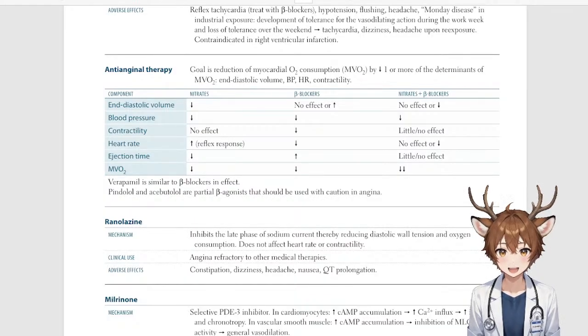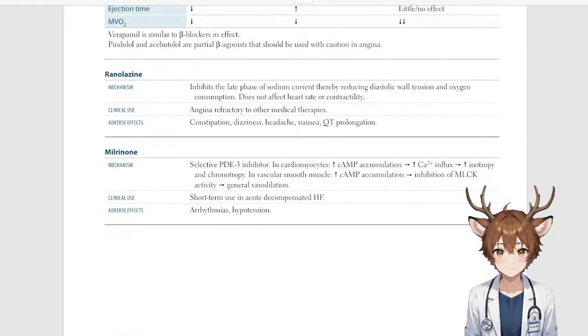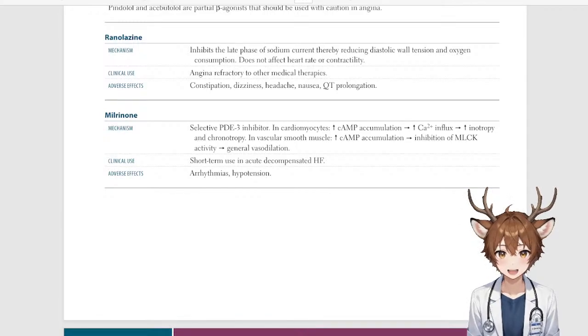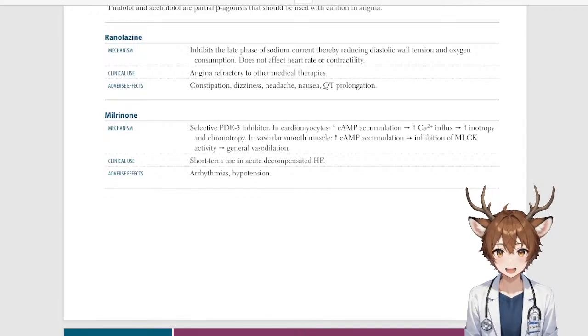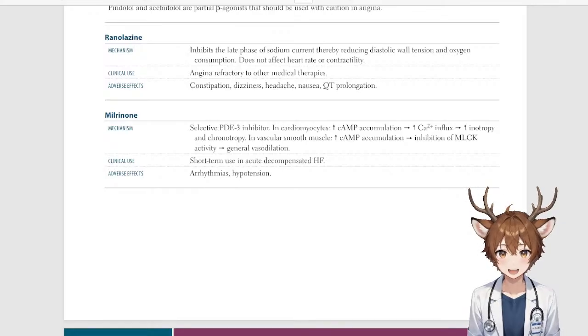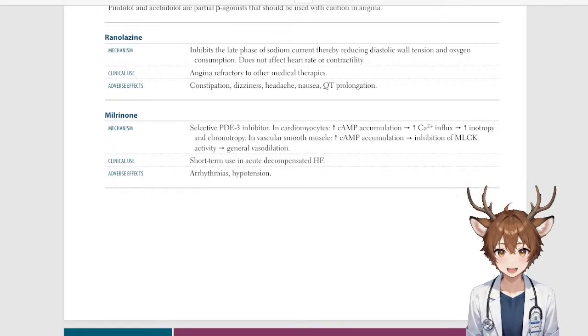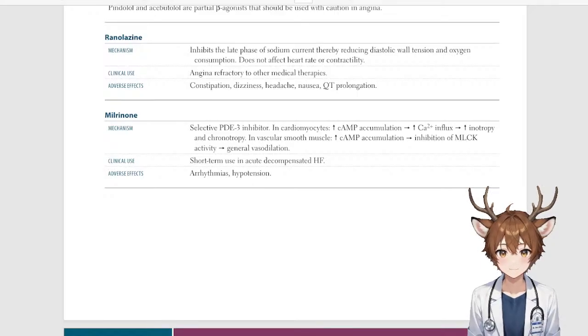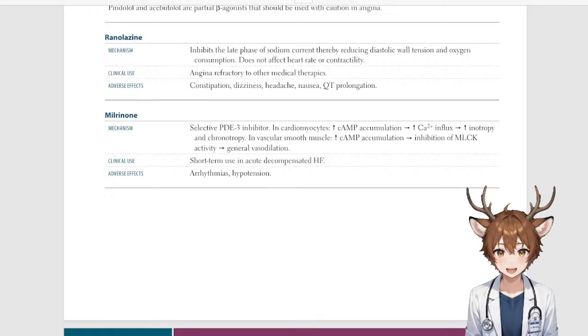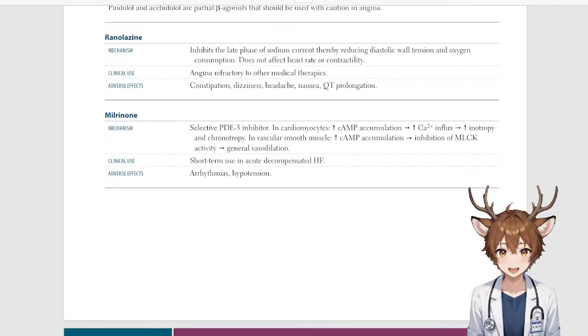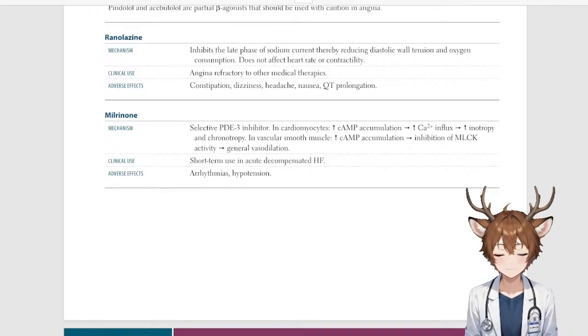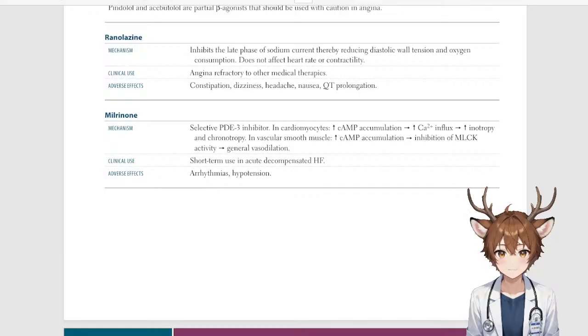Now we're talking about ranolazine. Ranolazine mechanism: ranolazine inhibits the late phase of inward sodium current, thereby reducing the diastolic wall tension and oxygen consumption. It does not affect the heart rate or the blood pressure. Clinical use: refractory angina. Adverse effects: constipation, dizziness, headache, nausea, QT prolongation.